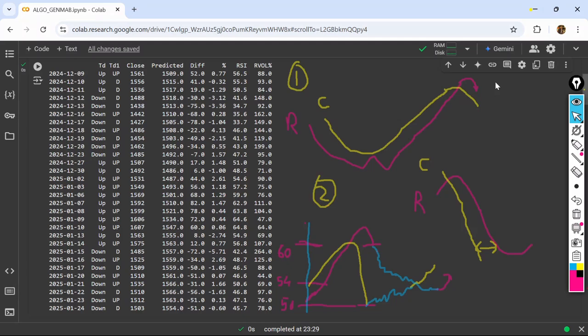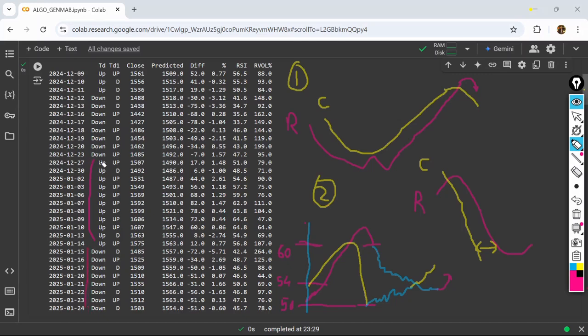So friends, first we will go and discuss Genmab. I will show you three scenarios of the stock. In the first scenario, when the stock is in an uptrend, we will take an example of this uptrend, this one, and then a downtrend.